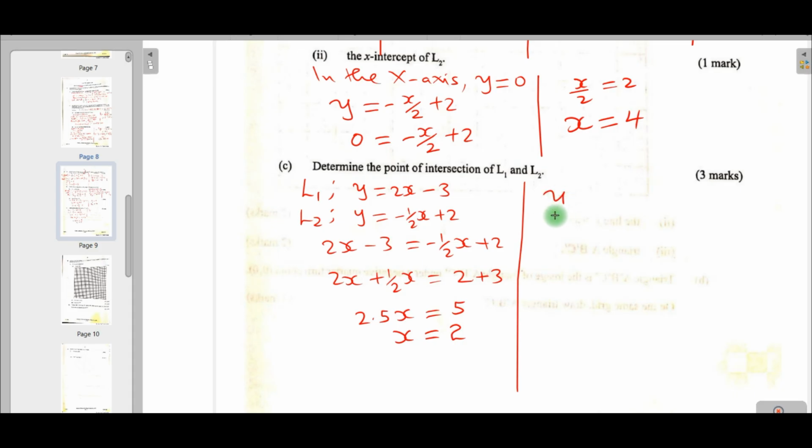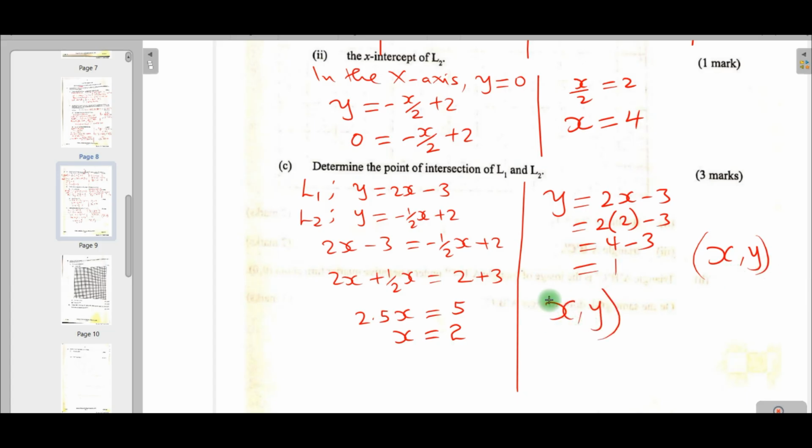So let us get the value of y. We can substitute x into one of the equations. So y is equal to 2x minus 3. So let us substitute the value of x. So 2 times 2 minus 3, which is 4 minus 3, which is 1. And therefore the point of intersection is where we have the values of x, y. So that point of intersection is 2, 1. So that is the point of intersection of L1 and L2.